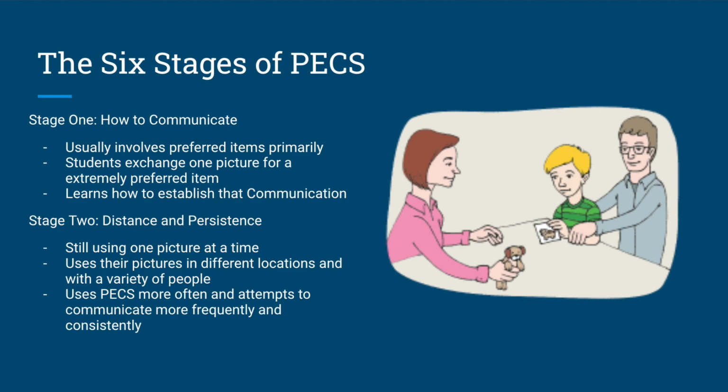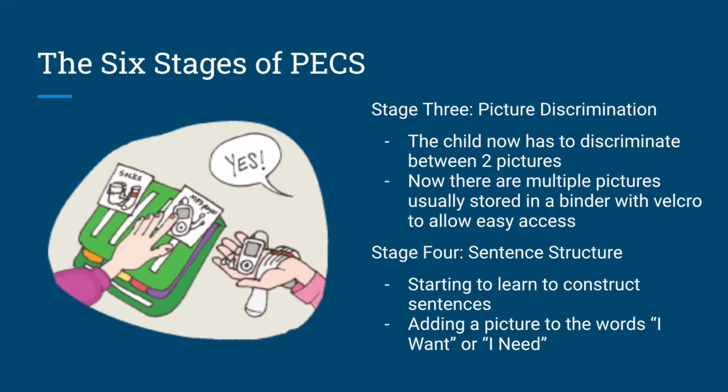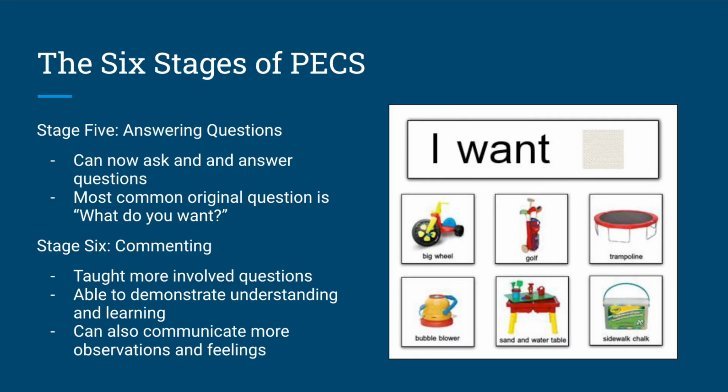Stage 1 is how you teach them how to communicate. In stage 2, you teach them distance and persistence. In stage 3, you teach them picture discrimination. Stage 4 is sentence structure. Stage 5 is answering questions, and stage 6 is commenting.